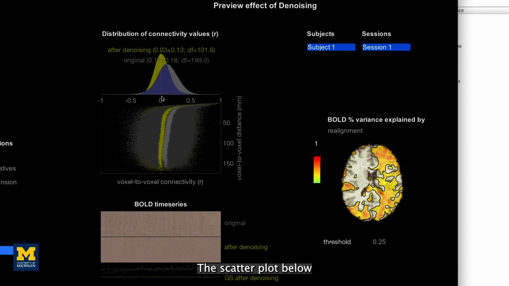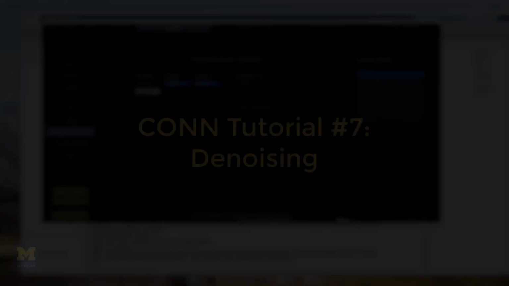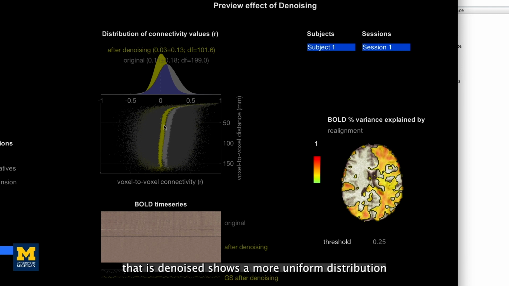The scatter plot below the distributions shows another view of the same principle. Data that is denoised shows a more uniform distribution in connectivity values as one tests for correlations at voxels farther away from the seed voxel.